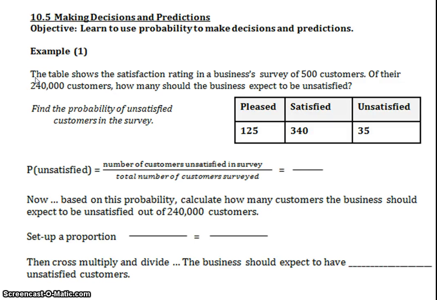Chapter 10, Section 5, Making Decisions and Predictions. The objective of this lesson is to learn to use probability to make decisions and predictions.